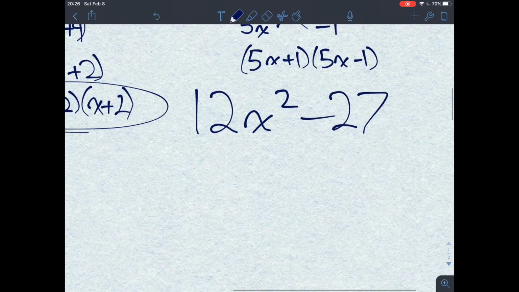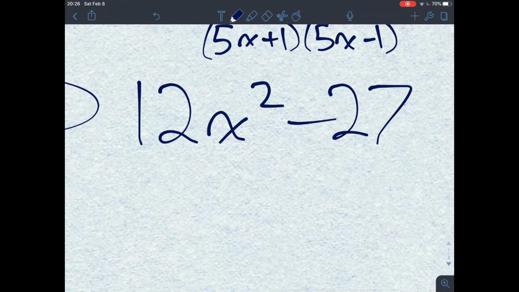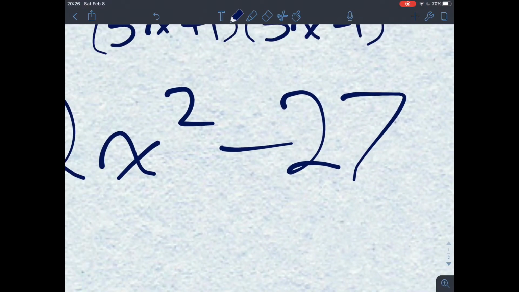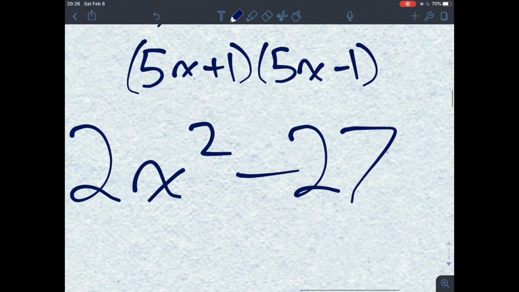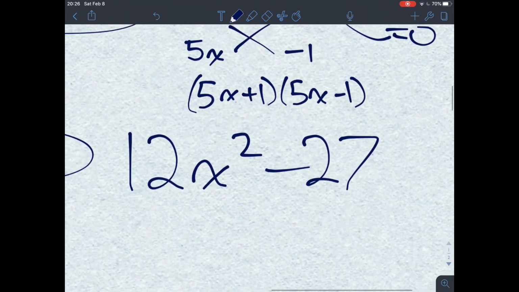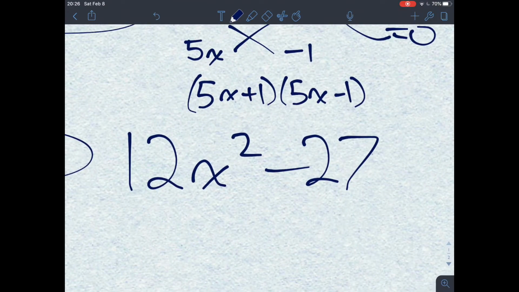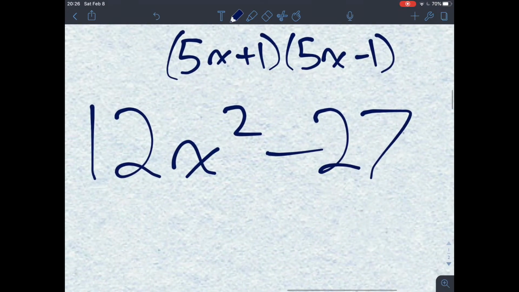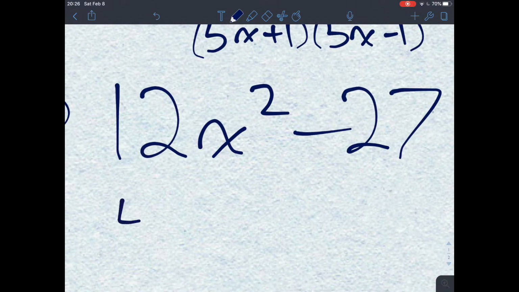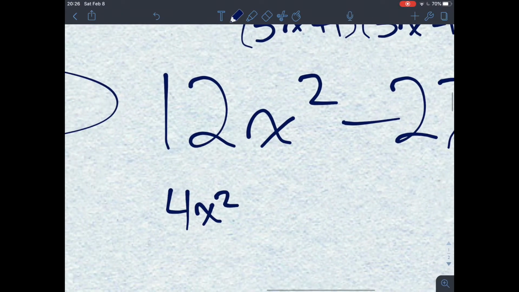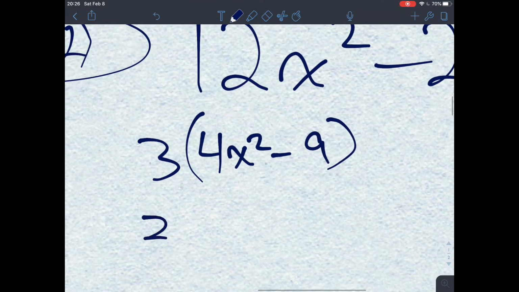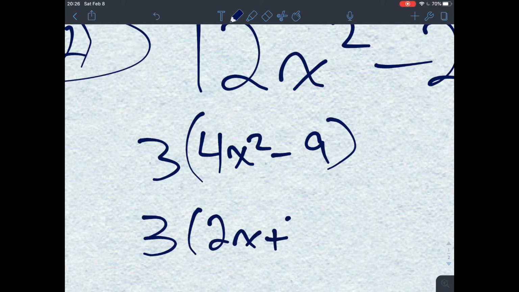And this last one here, you can't really do the square root of 12. And you can't really do the square root of 27 either. At first you might think, oh, there's nothing in common with this, so how can I factor this? But there actually is something in common. If you take out 3, you'd get 4x squared, let me put a 3 out, minus 9. And you can factor that. So that'd be 3 times 2x plus 3 times 2x minus 3.